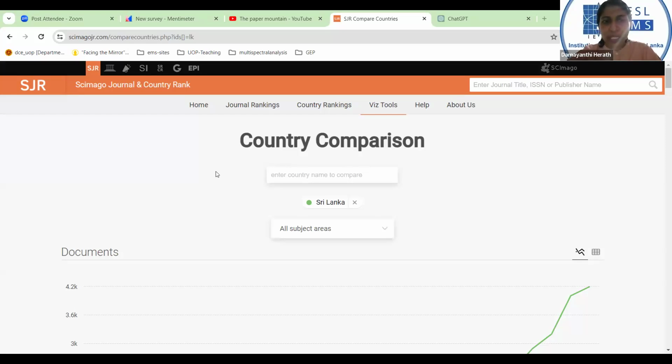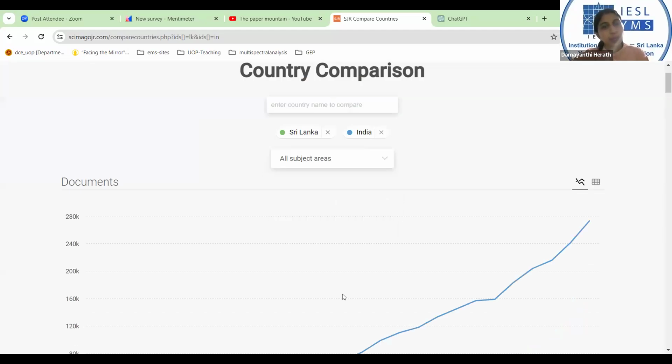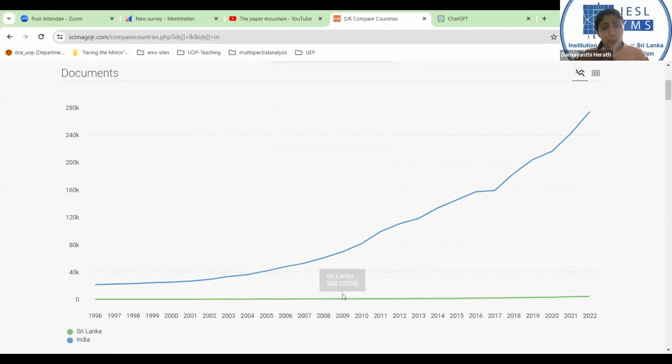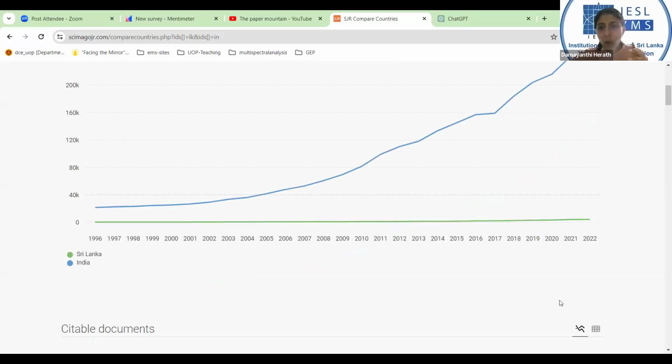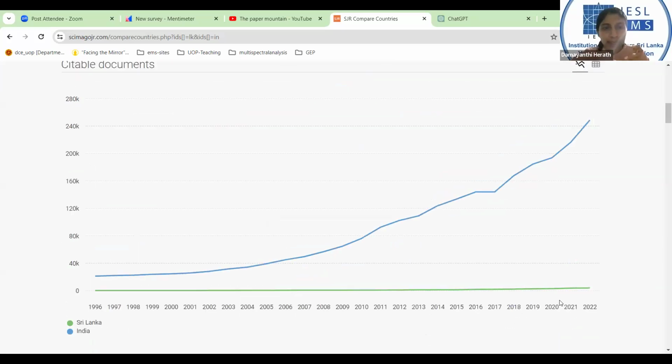India. We know that's a tough competitor, but I will try anyway. Hong Kong, okay, again a tough competitor, I think. Maybe I'll try India because it was suggested first. If we compare with India, this is how we look. In terms of documents, if we try to plot it in the same plot, we are almost close to zero. And this is how our statistics look.